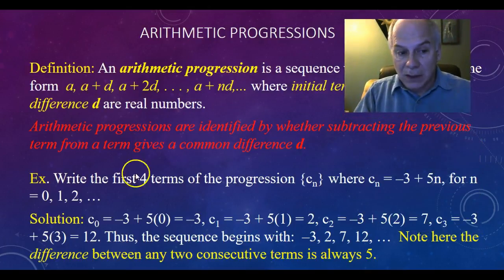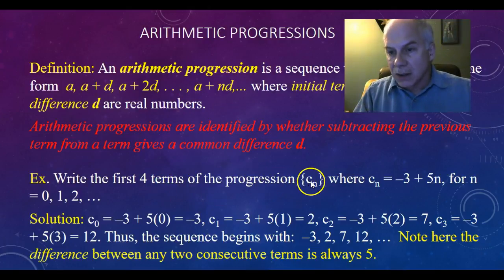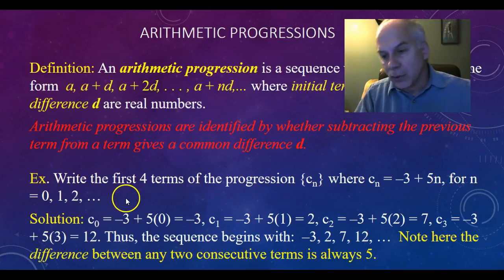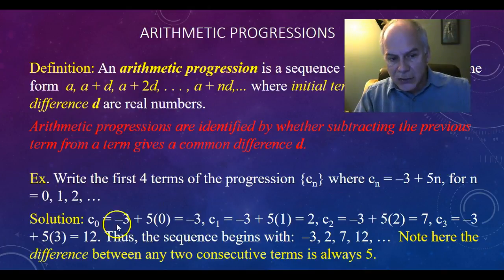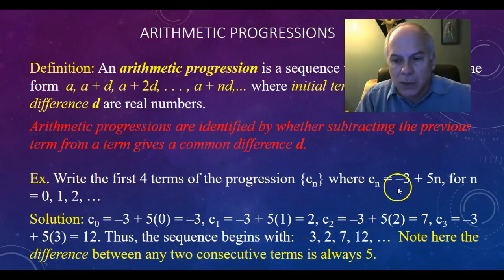So let's look at an example. Write the first 4 terms of the sequence C of n, where C of n equals -3 plus 5n, where n is 0, 1, 2, 3, etc. So we want to do the first 4 terms. We start off and plug in 0. C0, plugging into this formula, would equal -3 plus 5 times 0, or in other words, -3. So your initial term is -3.